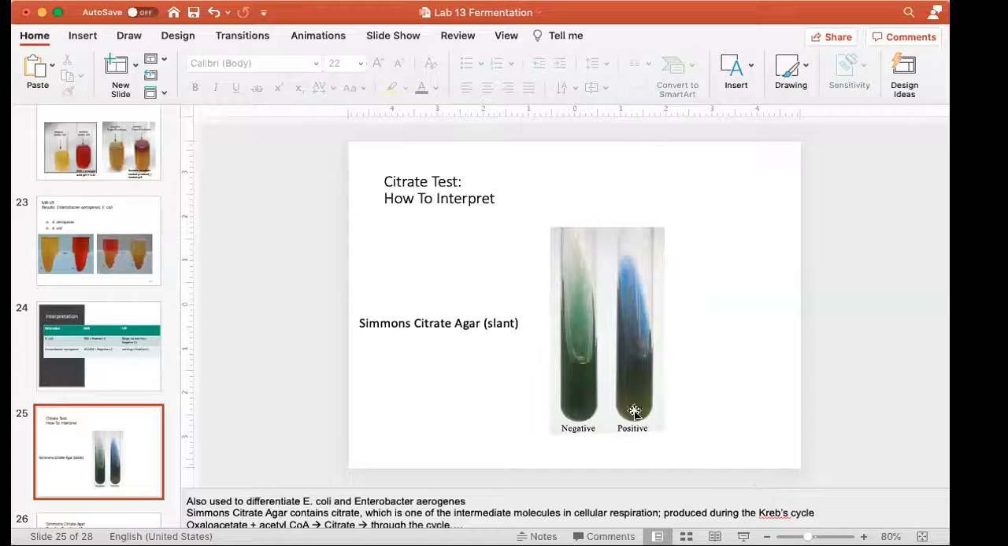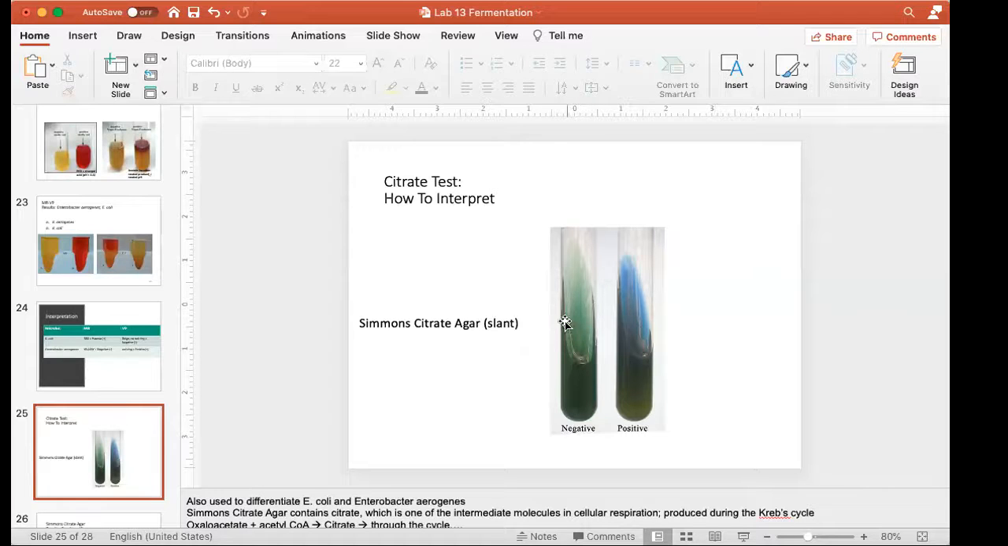Very easy. So all we're looking for with the citrate agar is a color change. In this case, we're starting off with a dark green color, and we're looking for a color change to bright blue. So this is what the citrate agar looks like when it's uninoculated. If the organism that we spread down this slant starts to ferment the citrate in the agar, it will turn this lovely blue color.